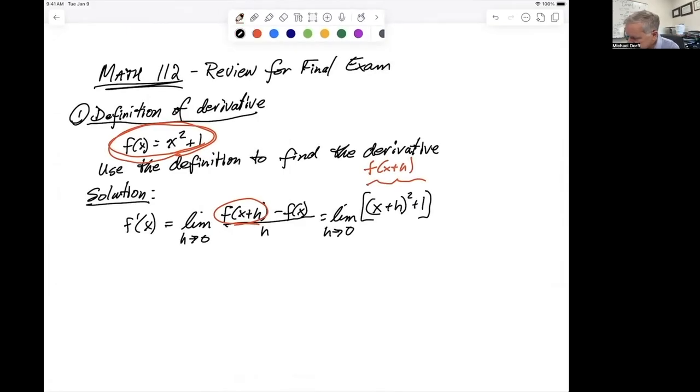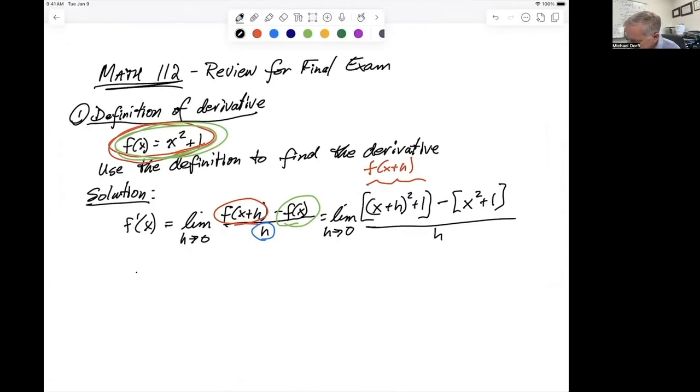Then my next step is to take f of x and plug it in. So I'm going to just plug this one in now over here. So here's my f of x. It's x squared plus 1. And this is all over h, all right, which comes from this part here.